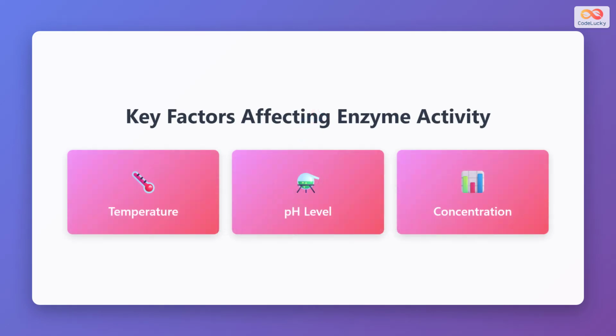Three primary factors affect enzyme activity: temperature, pH level, and concentration. Temperature influences the kinetic energy of molecules and enzyme structure. pH level affects the charge distribution and shape of the enzyme's active site. Concentration, which includes both substrate and enzyme concentration, determines how many molecular collisions can occur. Each of these factors can either enhance or inhibit enzyme function, making them critical control points in biological systems.